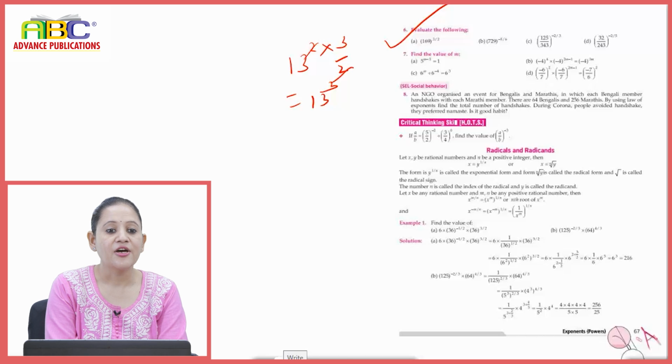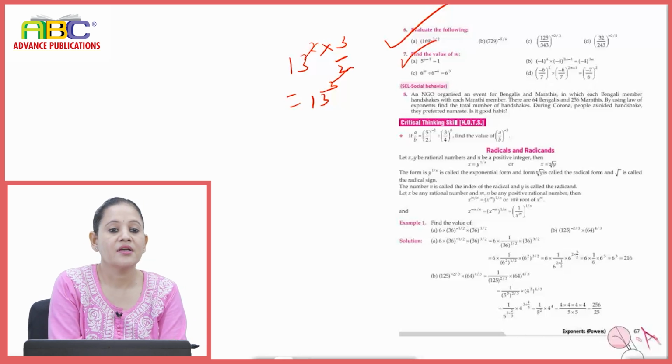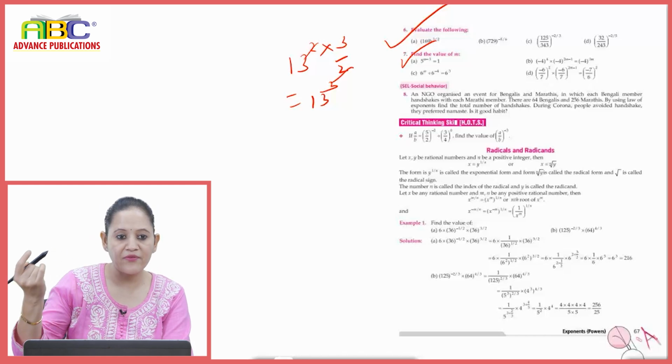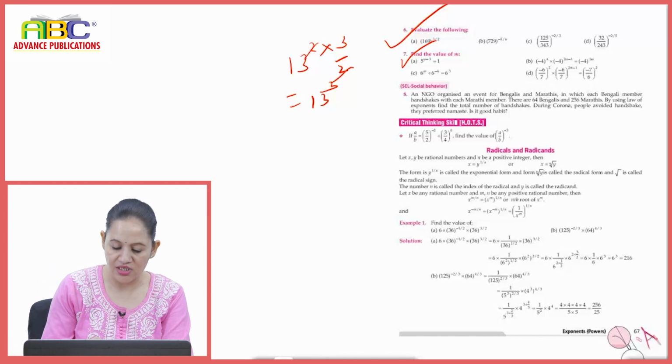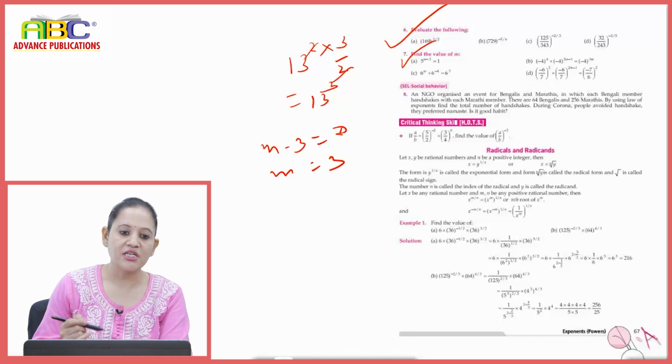Next is find the value of m. So here 5 to the power m minus 3 equals 1. So 1 means that the power must have been 0, that means the value is 1. So m minus 3 equals 0, so m equals 3. Clear? This is how we will solve.